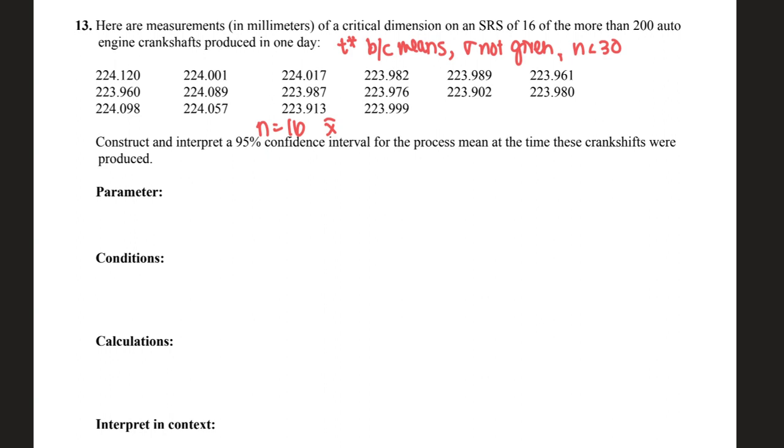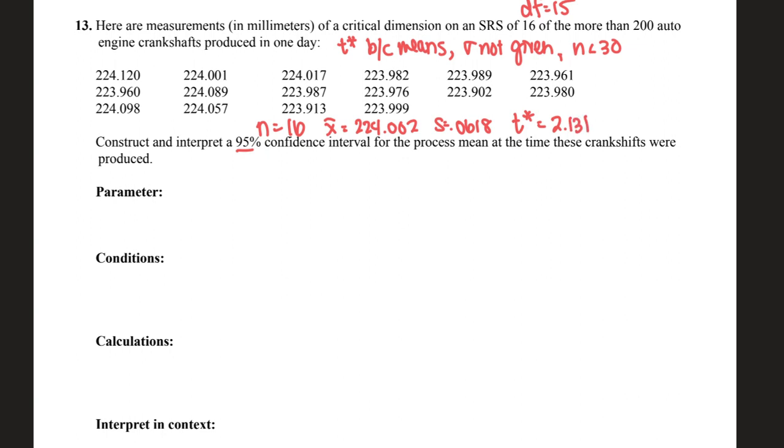X bar is going to be 224.002. Our sample standard deviation is going to be 0.0618. And then for the T star value, our degrees of freedom is going to be 15. Since we are doing a 95% confidence interval, that's going to be a T star of 2.131.